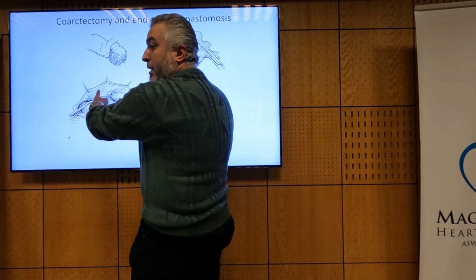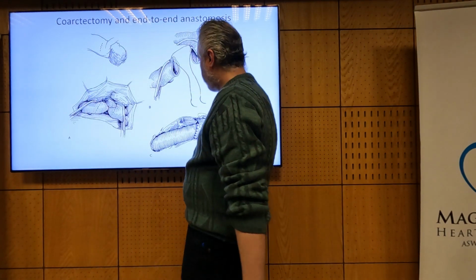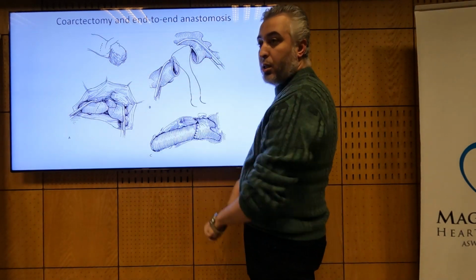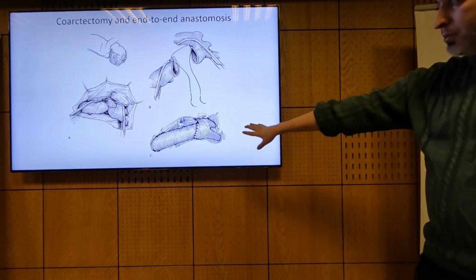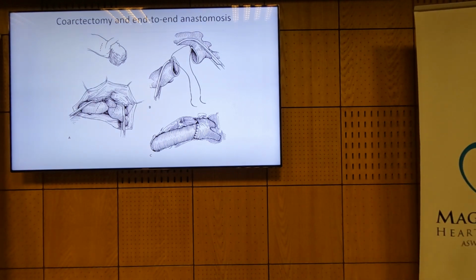So you just put two clamps on the arch and on the descending aorta, cut off the coarctation segment, and then you just connect them together. And you end up with this configuration. Again, a relatively easy procedure with a high recurrence rate.